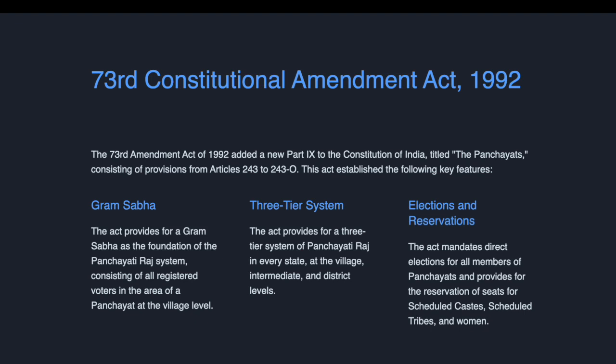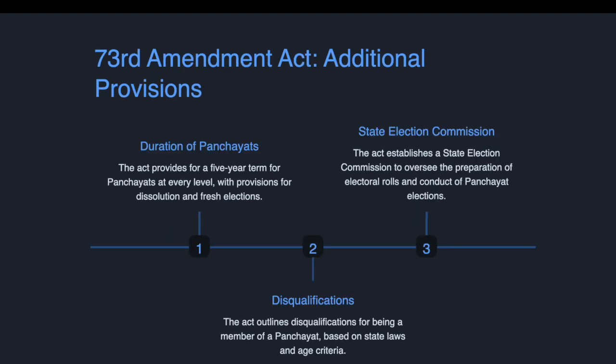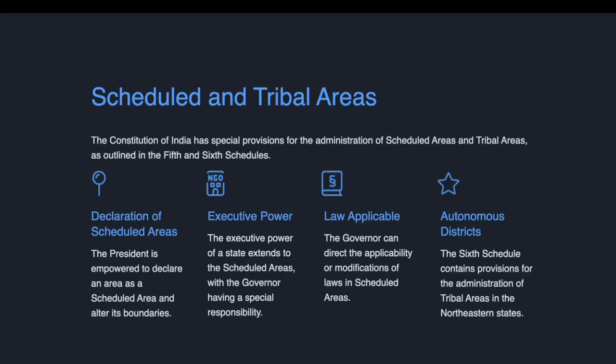The third is the Act mandates direct election for all members of Panchayats and provides for the reservation of seats for scheduled caste, scheduled tribe and women. The duration of Panchayat: the Act provides for a 5-year term for Panchayats at every level, with provision of dissolution and fresh election. Disqualifications: the Act outlines disqualification for being a member of a Panchayat based on state laws and age criteria. The Act also establishes a State Election Commission to oversee the preparation of electoral rolls and conduct of Panchayat election. Now we will see scheduled and tribal areas.